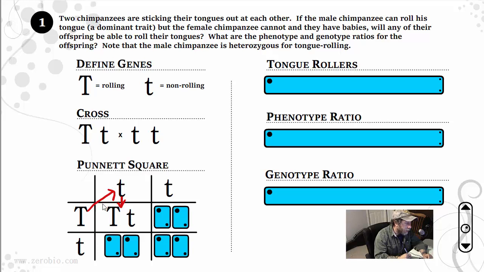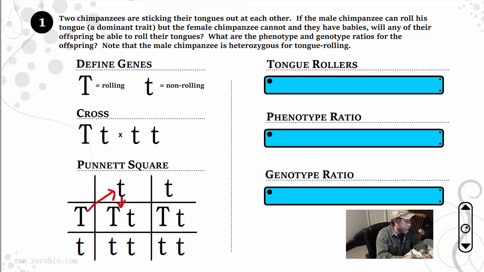Another possibility is this big T with this little t, so we get that. And then we take the bottom one here, this little t from the male chimpanzee, and this little t from the female, and we get little t, or this one with this one, little t. And that is the completed Punnett square.